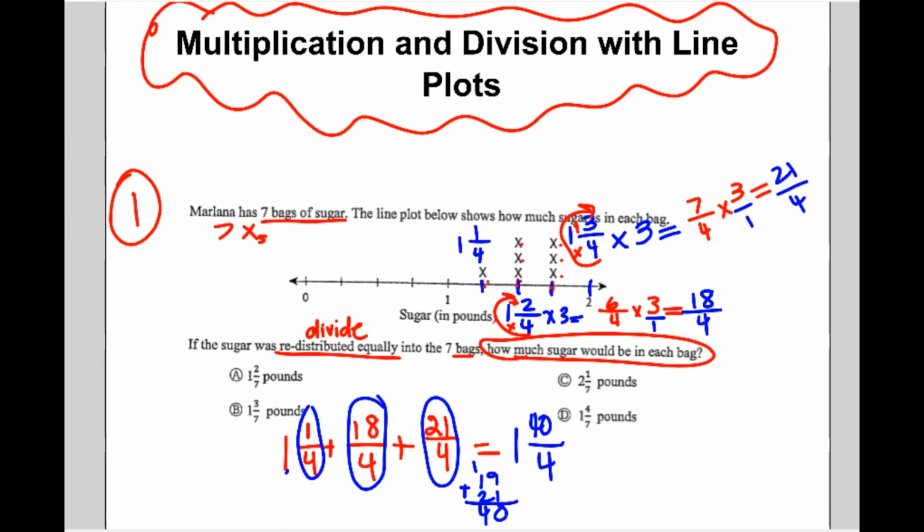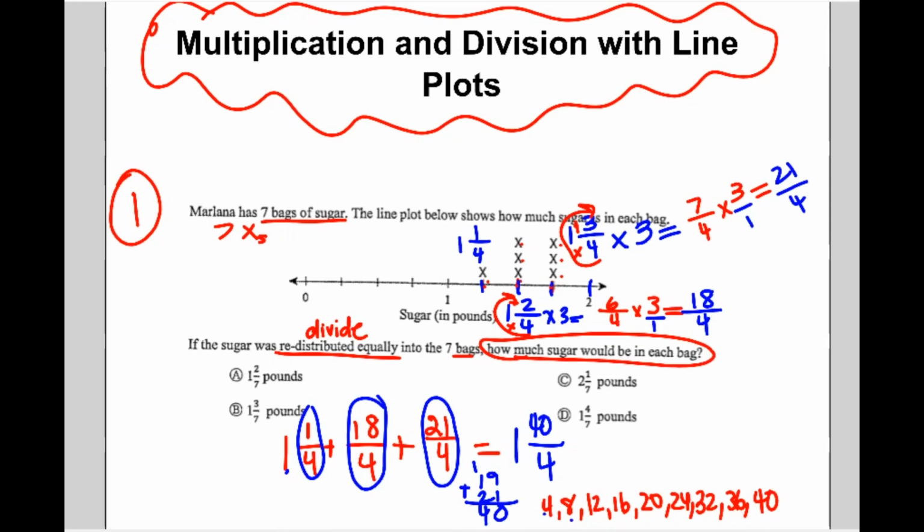Let's figure that out. Okay, so 40 over 4, well, we have our one here. 40 over 4 is saying how many 4s can I get out of 40? Well, we can get 4, 8, let me write this down. 4, 8, 12, 16, 20, 24, 32, 36, 40. Oh, okay.